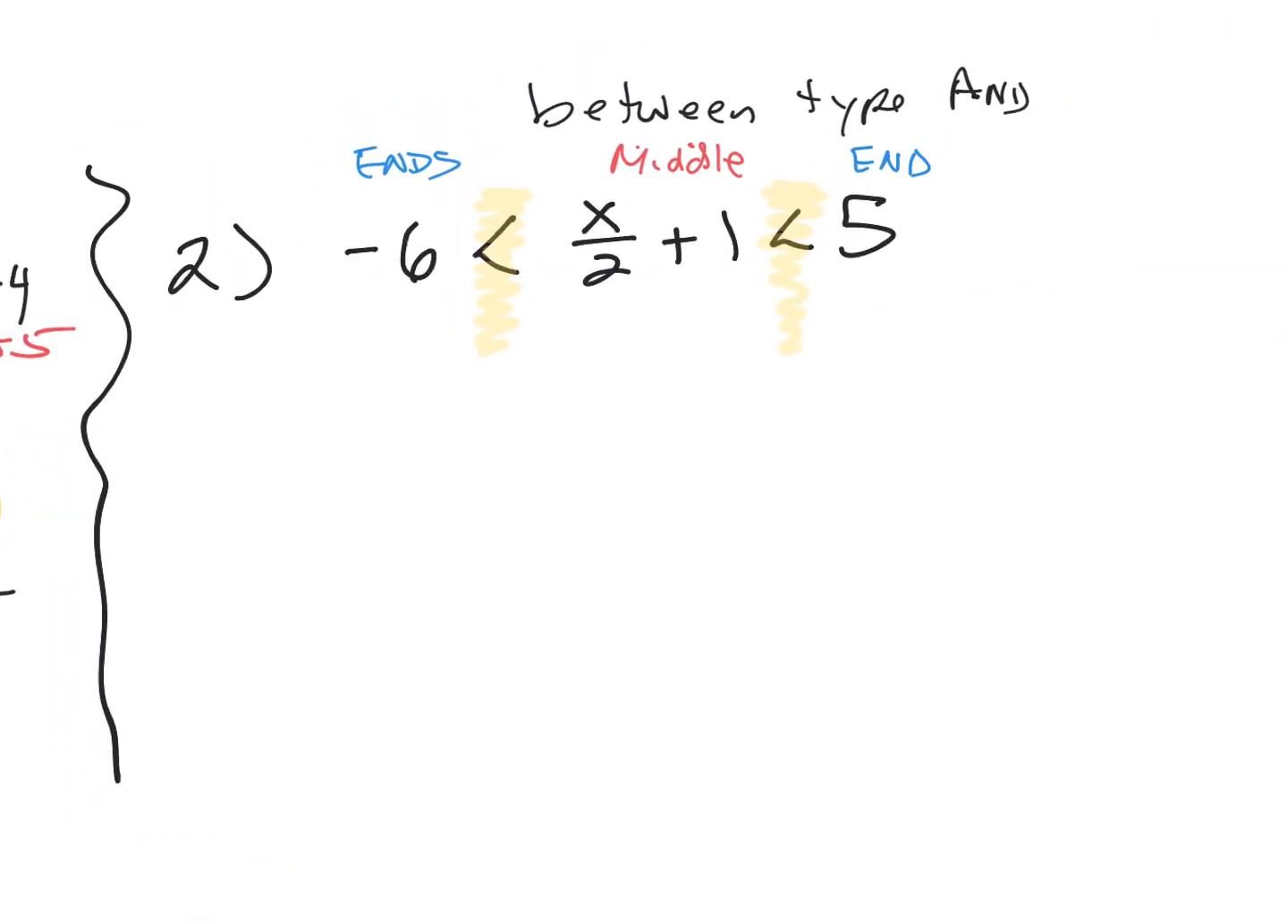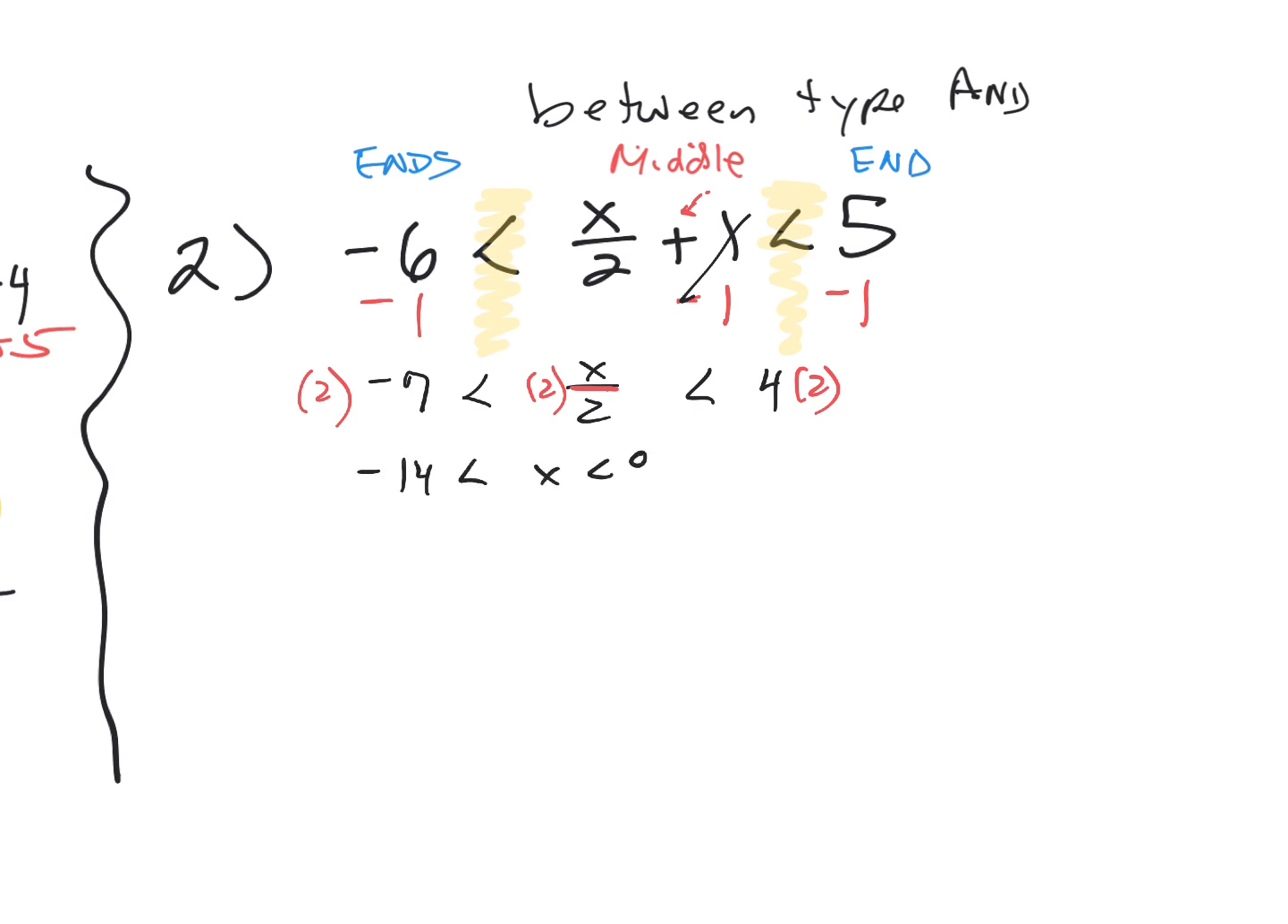So we're going to undo adding 1 by subtracting 1. So if I do it to the middle, I must do it to both ends, and that's what your paper should look like. Doesn't that leave me -7 on the left side? That zeroes out. And doesn't that leave me 4 on the right side? Then, because I'm dividing by 2, I can multiply the middle by 2, so I have to multiply by 2 to both ends. So that gives me -14 is less than x is less than 8.